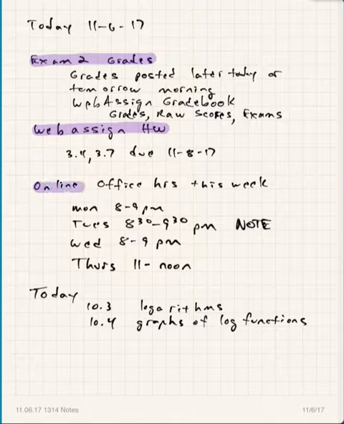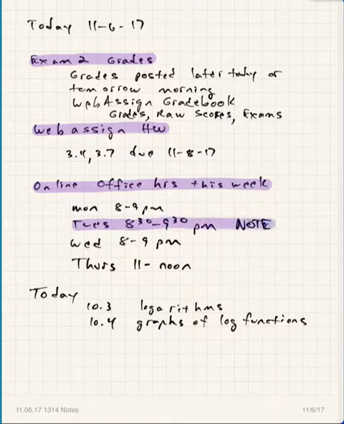Online office hours this week. I'll be available online Monday, Tuesday, and Wednesday in the evenings. Notice that my Tuesday hours in particular are a little bit different. I won't be online until 8:30 tomorrow night. But then regular hours on Monday and Wednesday evenings, 8 to 9. And then Thursday I'll also be online from 11 to noon. So please don't hesitate to come by if you have questions on something, whether it's WebAssign or some of the material that we're covering in class.